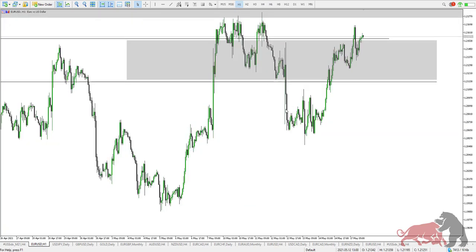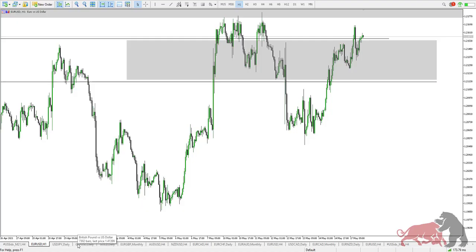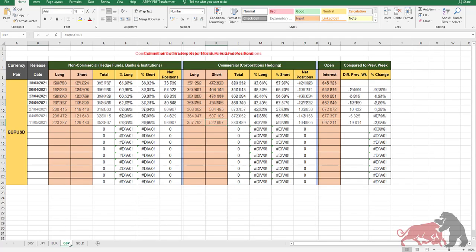So this is Euro USD. I'm anticipating market to move lower massively by the number that we are seeing here on the commercials report. Now coming to pound USD, now we need to get the numbers for pound USD, because in class we only captured the euro and dollar COT report.